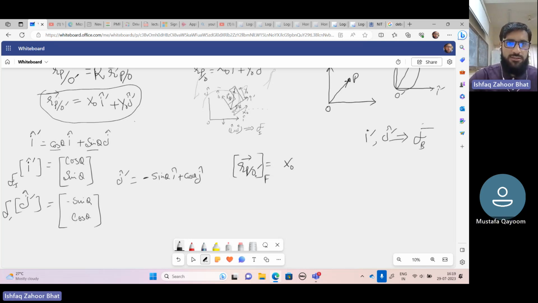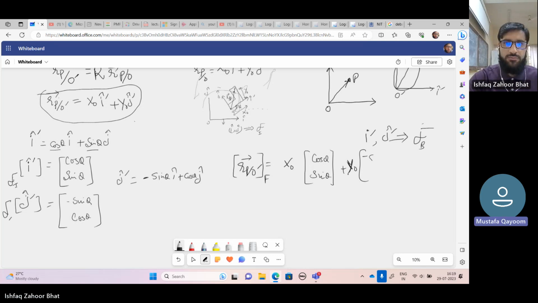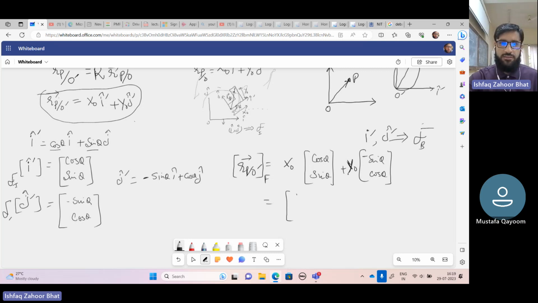But if we want to represent it in the fixed frame or the inertial frame, then RPO dash is nothing but X naught times I dash. What is this I dash? It is cos theta, sin theta, isn't it? Yes, sir. So it is cos theta, sin theta, plus Y naught times minus sine theta, cos theta. So I can further write it as a matrix: cos theta, minus sine theta; sine theta, cos theta, times X naught, Y naught.